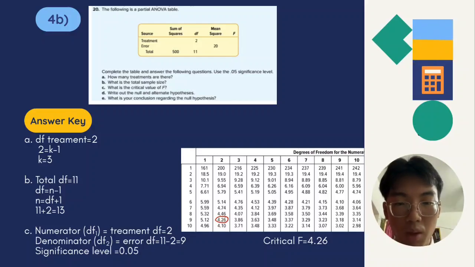So we go on to question B. Question B asks, what is the total sample size? That means we need to find the total DF first. So the total DF equals 11.